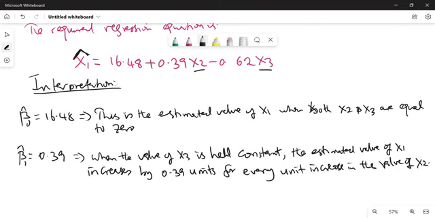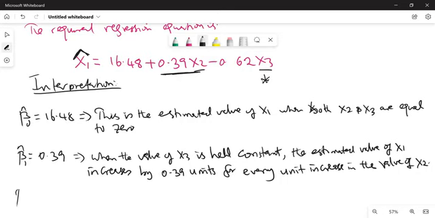So when we're interpreting this coefficient, we must hold the other variable constant. In other words, it's like we are reducing our problem into a simple linear case. So we hold all the other variables constant, then we interpret the current variable. So when you hold x3 constant, the estimated value of x1, which is our dependent variable, increases by 0.39 units for every additional unit of x2.